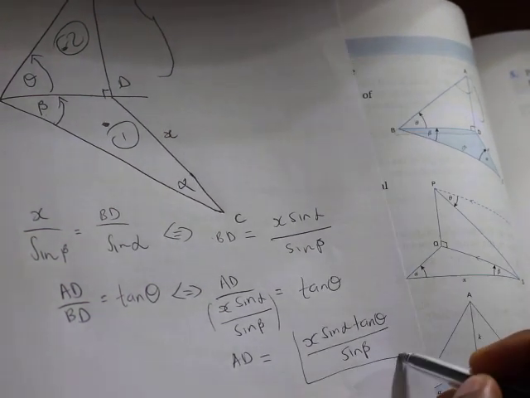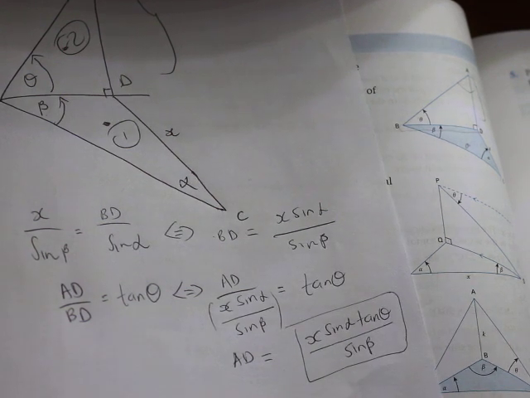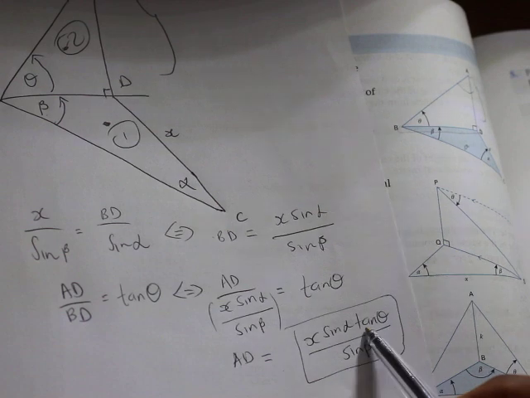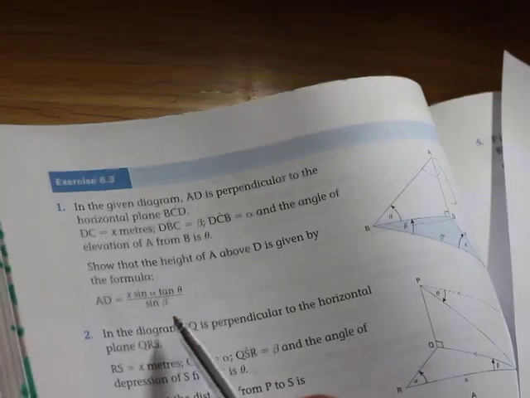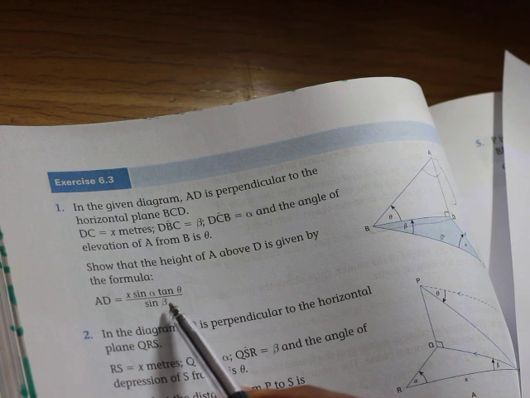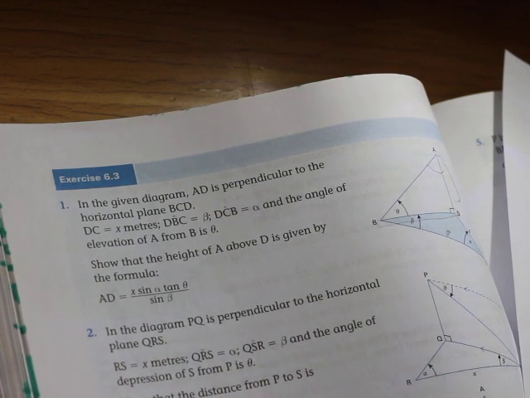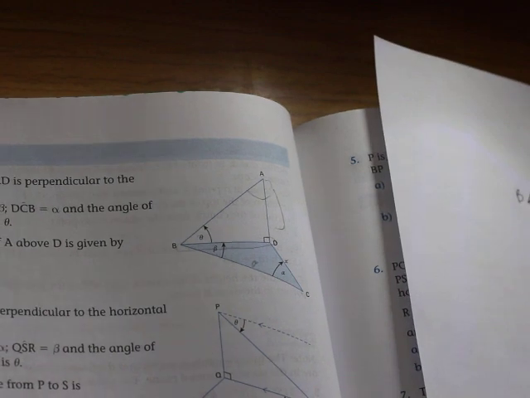Now we need to check if this is the same as what we are asked to prove. x sine alpha tan theta over sine beta. So we've got the same answers. All right, so that's how you prove these type of problems, you guys.